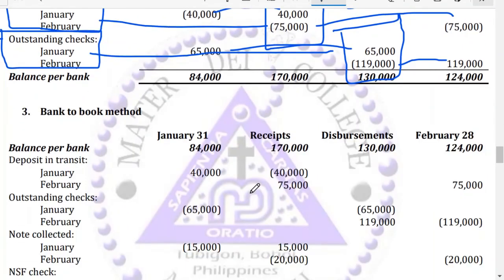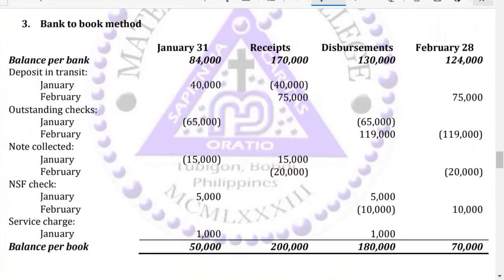Next, bank to book. So, you have the balances for the bank. The usual reconciling items for the bank, you have the deposit in transit, deduct outstanding checks. Since these are book reconciling items, you do the opposite sign. For the note collected, instead of adding, subtract. NSF check, instead of deducting, add. The service charge, instead of deducting, add.